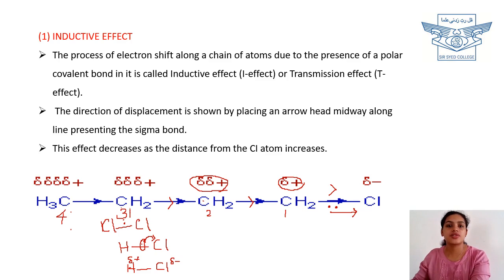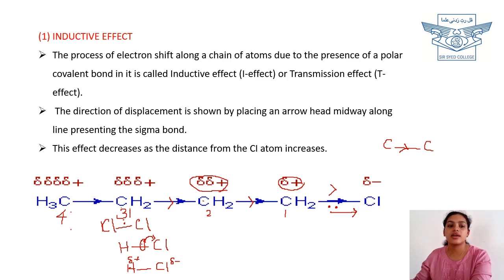Okay, this one propagates as a chain. This is called the inductive effect. And here the second point: the direction of displacement is shown by placing an arrowhead midway along the line representing the sigma bond that you have seen here. That is, the electron shift is shown as an arrowhead midway between the bond.